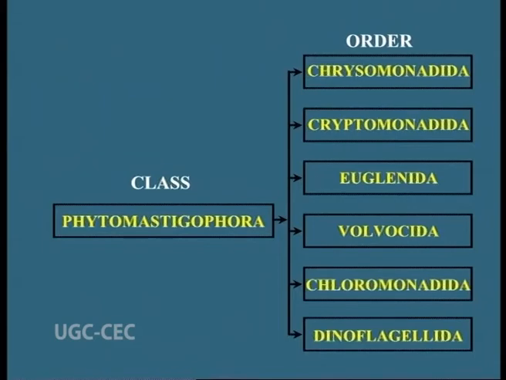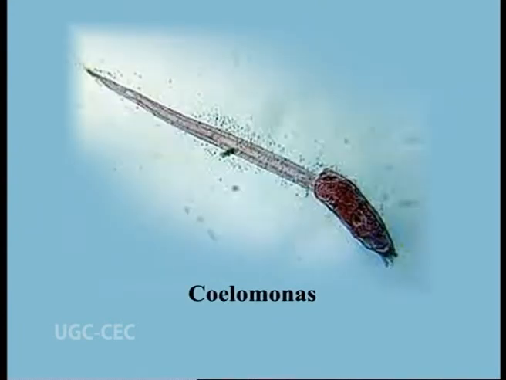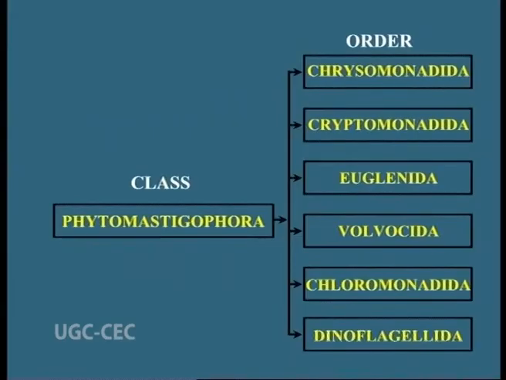Order Chloromonadida. Examples are Vacuolaria, Silomonas and Goniostomum. They are small and dorso-ventrally flat. Pellicle delicate, gullet present. Chromatophores green and numerous and reserve foodstuff is oil.